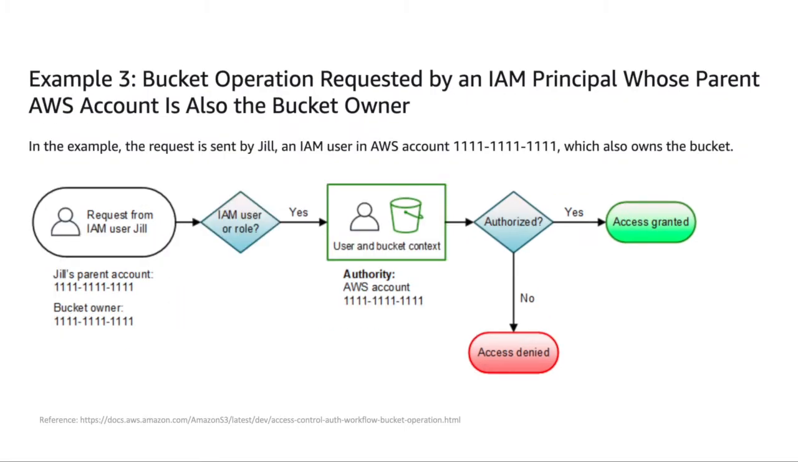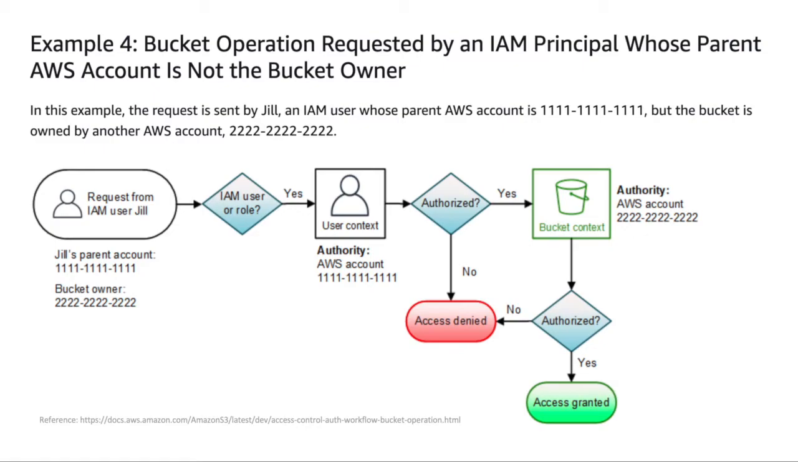The next case is when a bucket operation is requested by an IAM user whose parent AWS account is also the bucket owner. So now there is no different account. There is a user, there is a bucket, but both of them are owned by a single account. So in this case, user context would come into play. User context would check in the user policy whether I'm allowing this user or not, and bucket context will also come into play, but since this is from the same account, both of these steps are done at the same time. Okay.